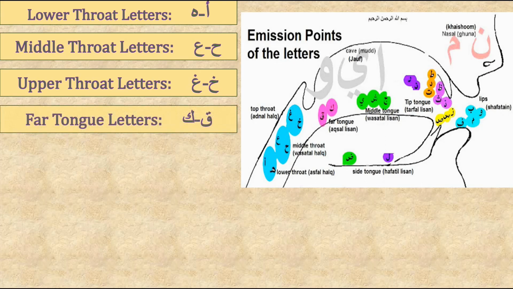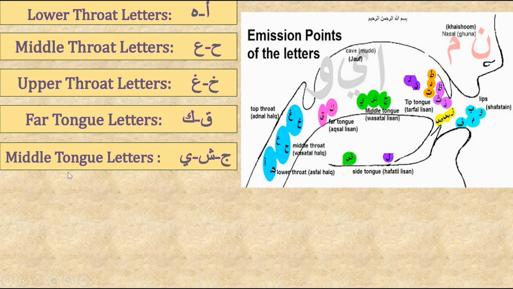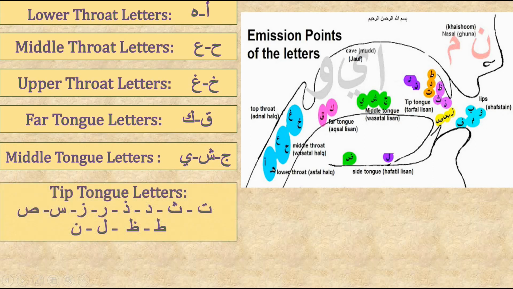Far tongue letters: Qa, Ka. Middle tongue letters: Ja, Sha, Ya. Tip tongue letters: Ta, Fa, Da, Dha, Ra, Za, Sa, Sa, Ta, Dha, La, Na.